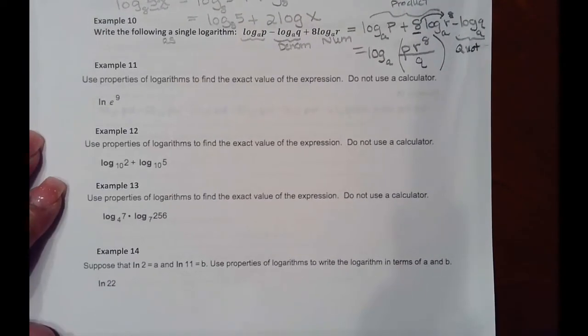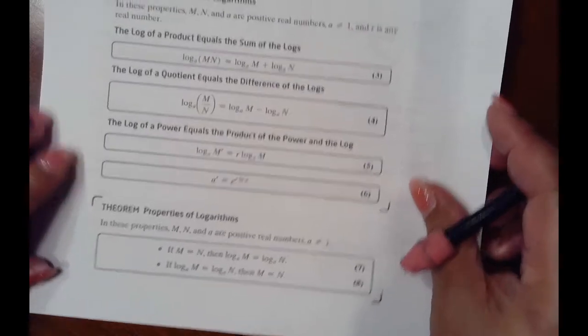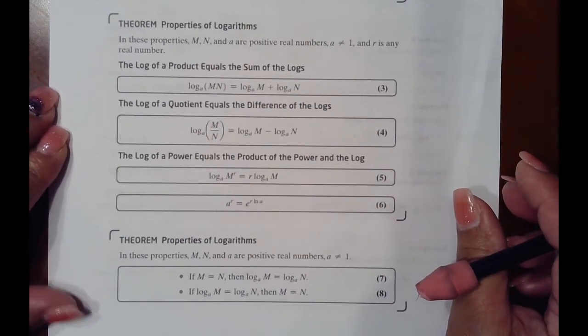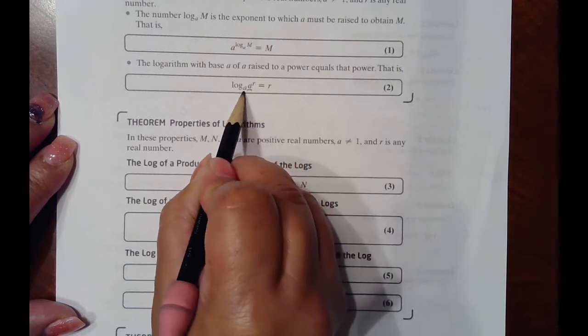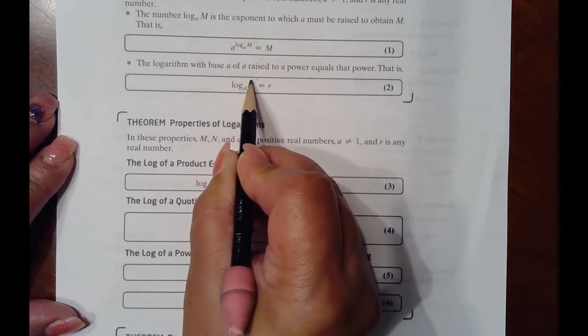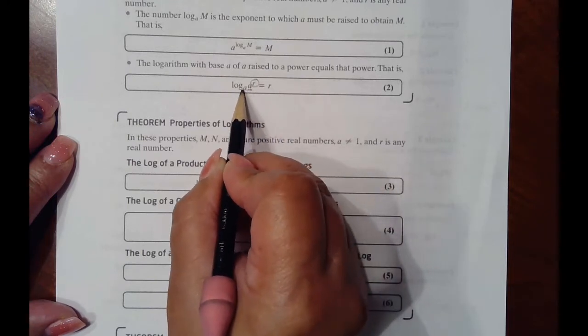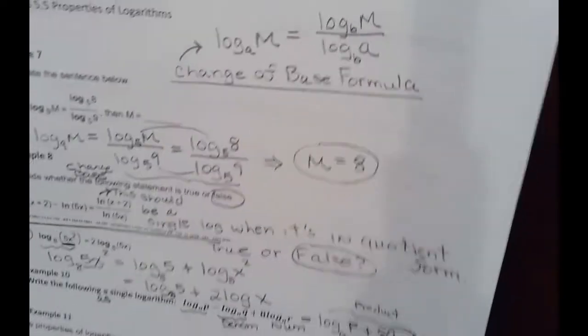In number 11, this has to do with, let's see, this property right here, which is used quite a bit, and can be referred to as the inverse property. That property is right here: when the argument matches the base, the power is what it is equal to. So these basically take each other out, take the word log with it. And that's how you simplify it. That's what you're doing in this problem right here.